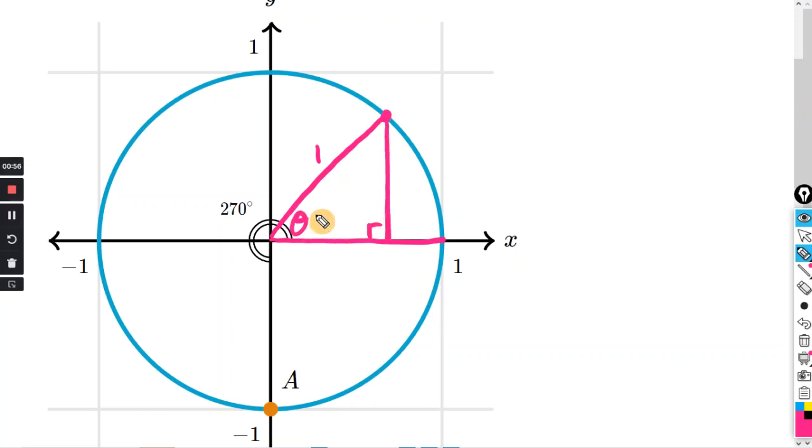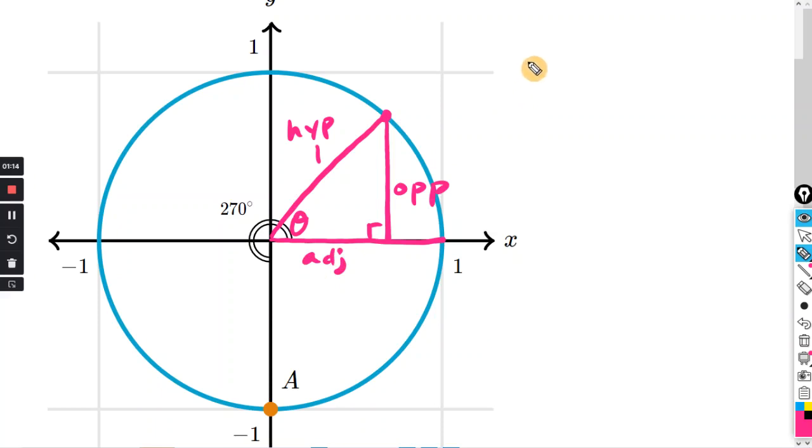If you go across from your angle theta, that side is your opposite. And the radius here is your hypotenuse. And this remaining side here is your adjacent.